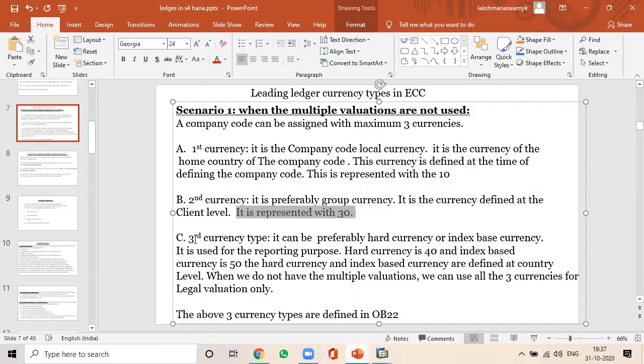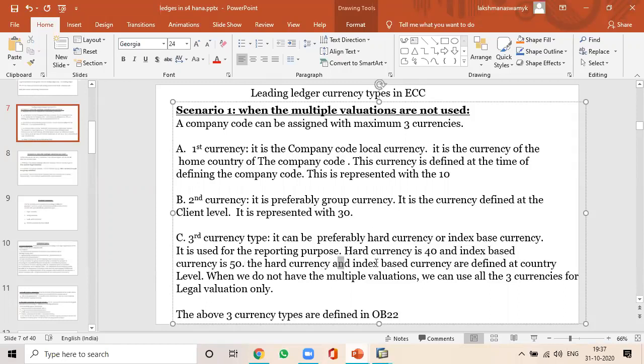See, when you're not using multiple valuations, means you are using only one accounting principle. In that case, you can use up to 3 currency types. Third currency can preferably be hard currency or index-based currency. It is used for the reporting purpose only. Hard currency is 40 and index-based currency is 50.